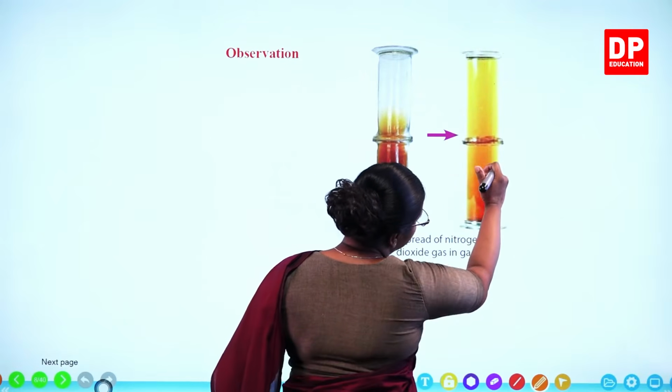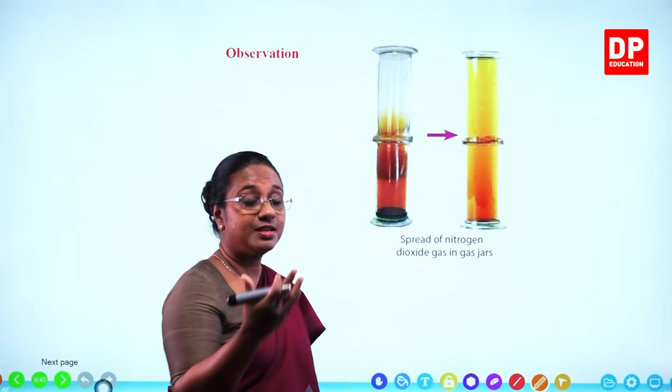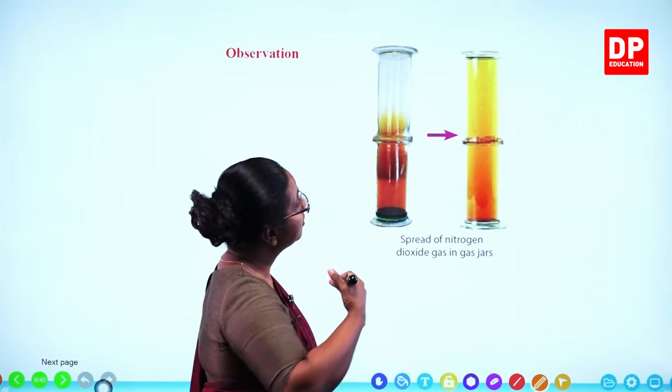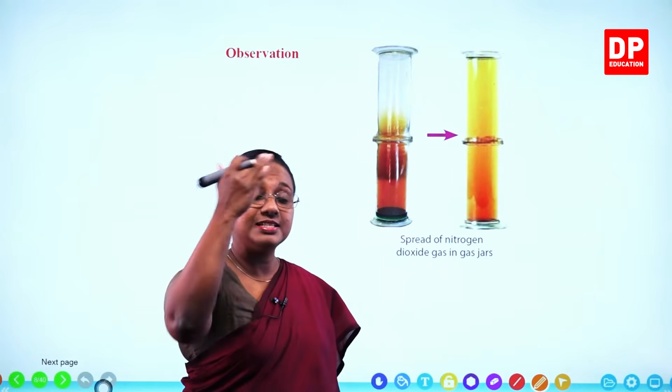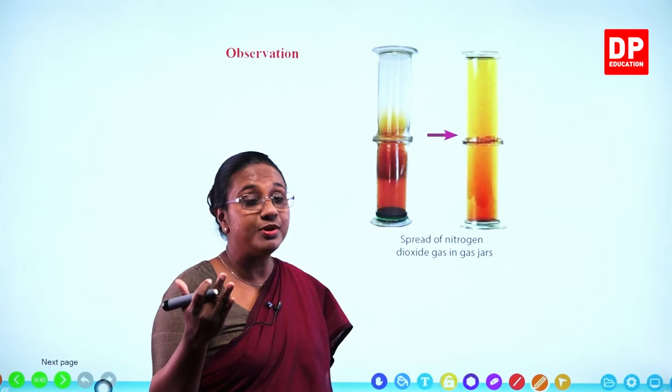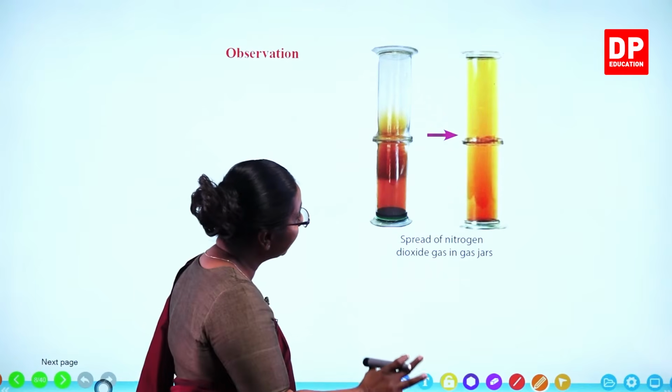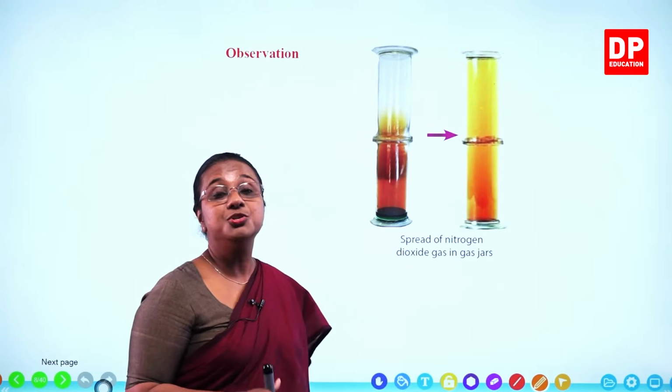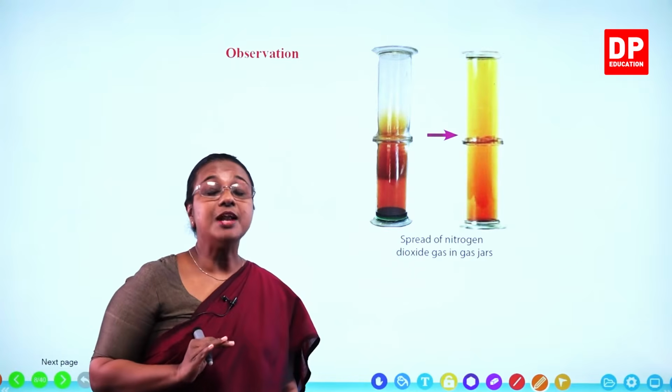Still you can see towards the bottom the color is a little more intense or darker, but towards the top you get a nice yellowish color or light brownish color, but still the color has spread throughout the two gas jars. How is that possible?